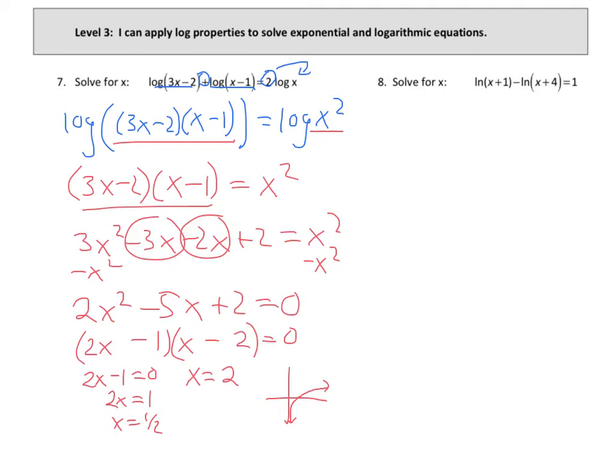So I always want to check my answers and make sure they don't make any of the inside of the log negative. If I plug in 1/2 right here, I get 1/2 minus 1, which is negative 1/2, and I can't take the log of negative 1/2, so that's undefined, which means this is an extraneous solution. Plugging in 2 to all these logs is going to be okay. So my answer is just x equals 2. So always remember to check your solutions when you're solving log equations. Make sure they don't make the inside of any of the logs negative.